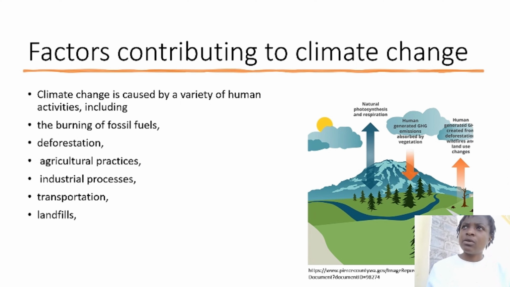Industrial process, for example, the smoke coming from industries or the waste coming from industries which goes into water, can also cause climate change, because that smoke can affect the sky.